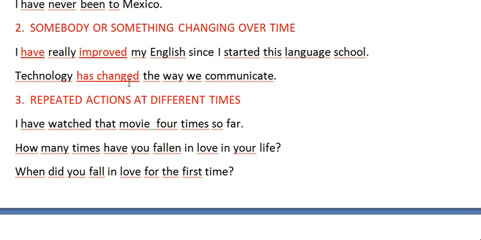Or, technology has changed the way we communicate. Okay, so technology is always changing. But here, what I say is technology has changed the way we communicate. When did it change? We don't care. So it's like there is something changing over time. That's the important thing. We cannot use simple past tense here. We cannot say technology changed, because we don't say technology changed in 2012 or 2010. We're just saying technology has changed the way we communicate.